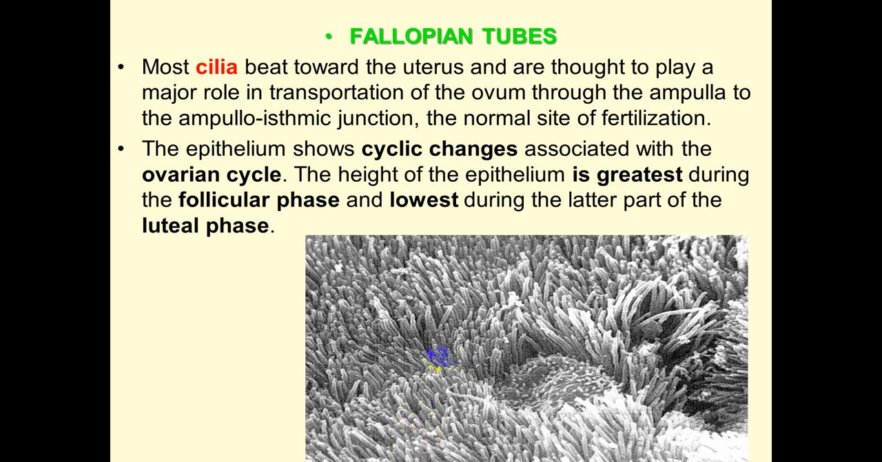So the epithelium of the uterine tubes also undergoes cyclic changes according to the ovarian cycle. In the follicular phase the height of the epithelium is greater, and in the luteal phase it is lower, and the activity of the cilia is also greater in the follicular phase.